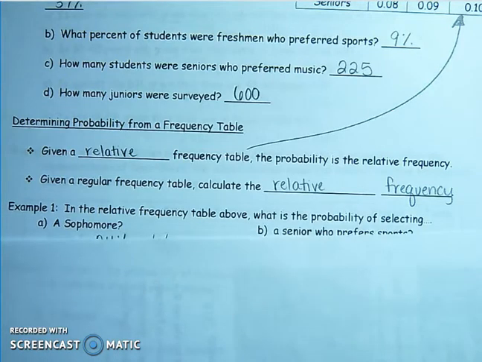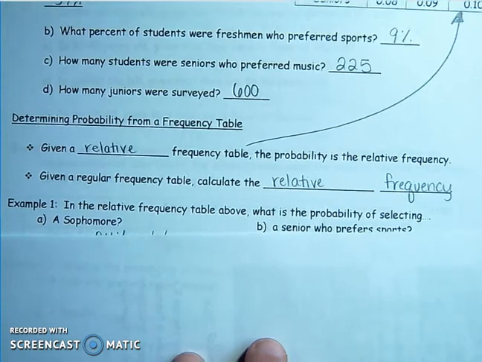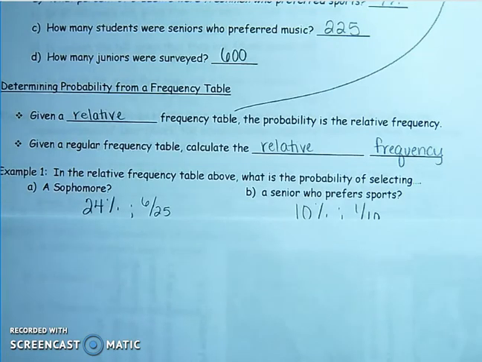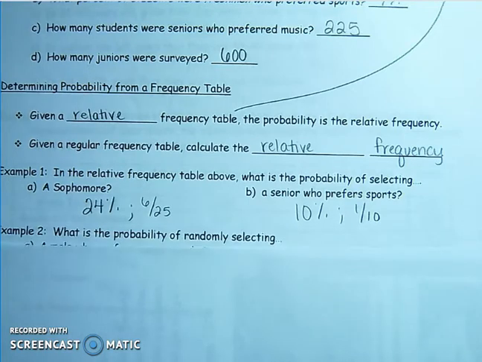So an example, in the relative frequency table above, what's the probability of selecting a sophomore? Well, if you add up the column or the row, there's 24 of them, 24% or 6 out of 25. A senior who prefers sports, that's in one column and row, that's 0.10, which is 10% or 1/10.